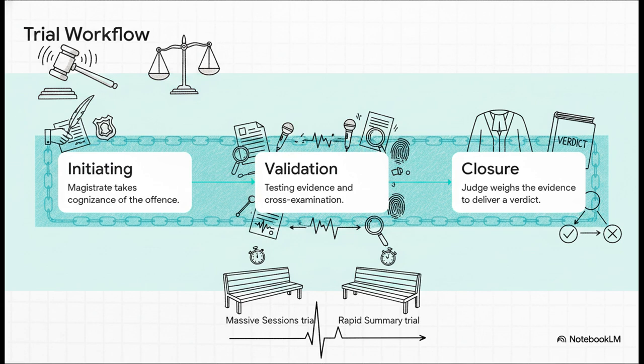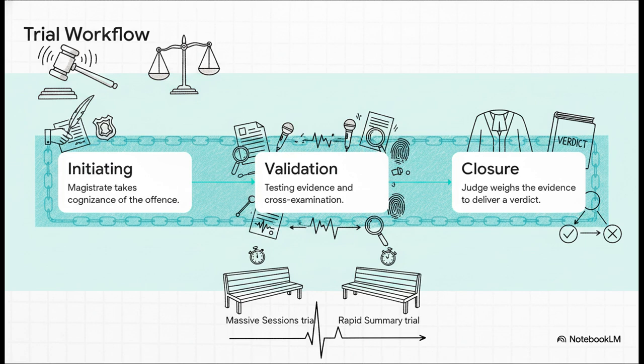It follows a three-step mechanism. Step 1 is initiating the mechanism. This is where the magistrate formally takes cognizance of the offense and presents the charge. Then Step 2 is validation and verification. Guys, this is the absolute heart of our adversarial system. The prosecution brings in their witnesses, they present the mandatory forensic evidence, and those audio-video recordings we examined in our previous explainers. And then the defense gets to fiercely cross-examine them.